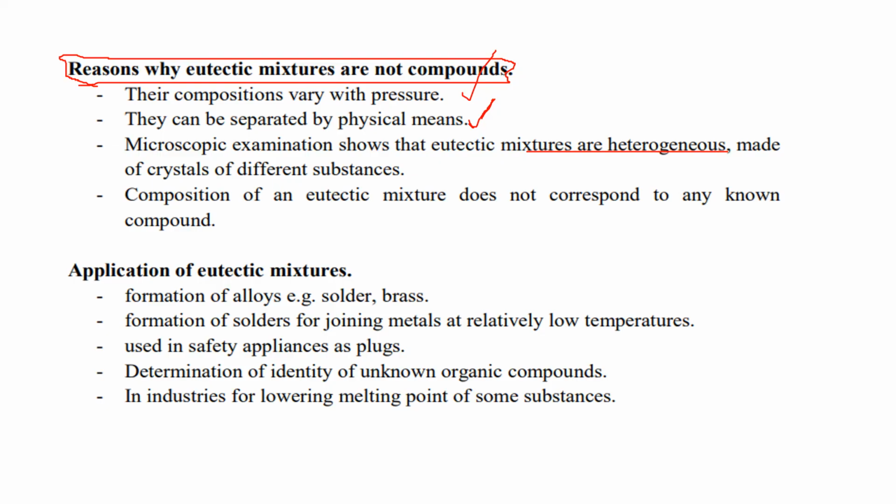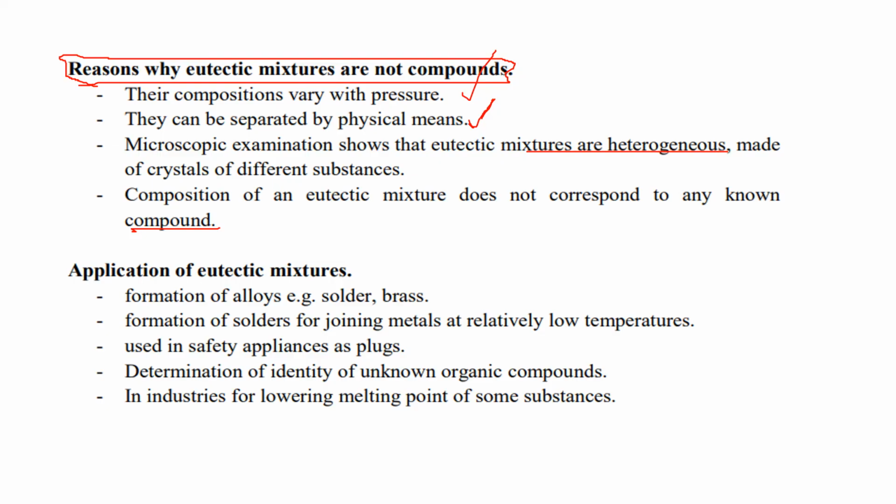And then number four, the composition of a eutectic mixture does not correspond to any known compound. Now you are told in some of the characteristics in your O-level that compounds have a fixed known composition, but for eutectics, their composition is not corresponding to any known compound on Earth.